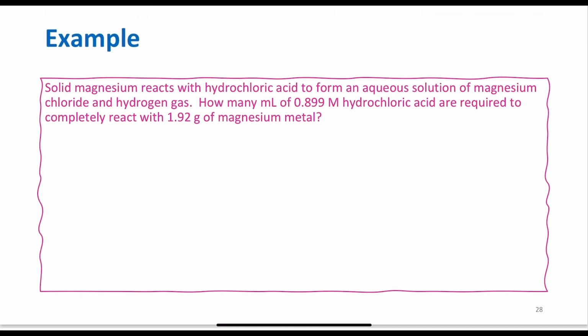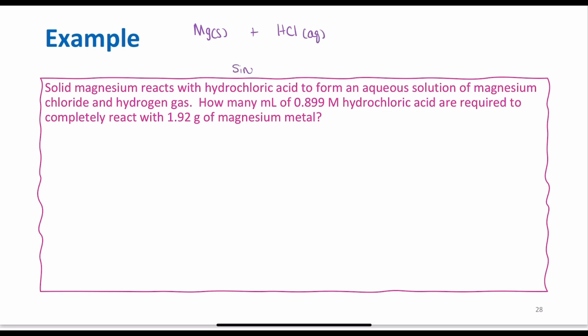Solid magnesium reacts with hydrochloric acid to form an aqueous solution of magnesium chloride and hydrogen gas. How many mL of a 0.899 molar hydrochloric acid solution are required to completely react with 1.92 grams magnesium metal? So I've got magnesium metal reacting with HCl.